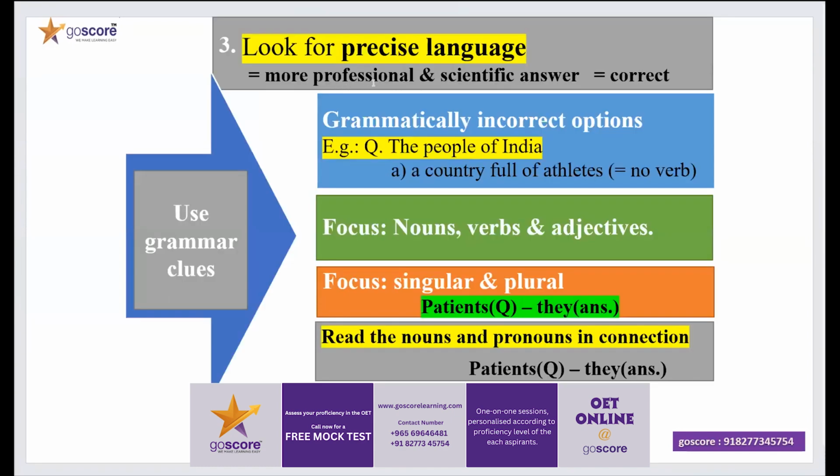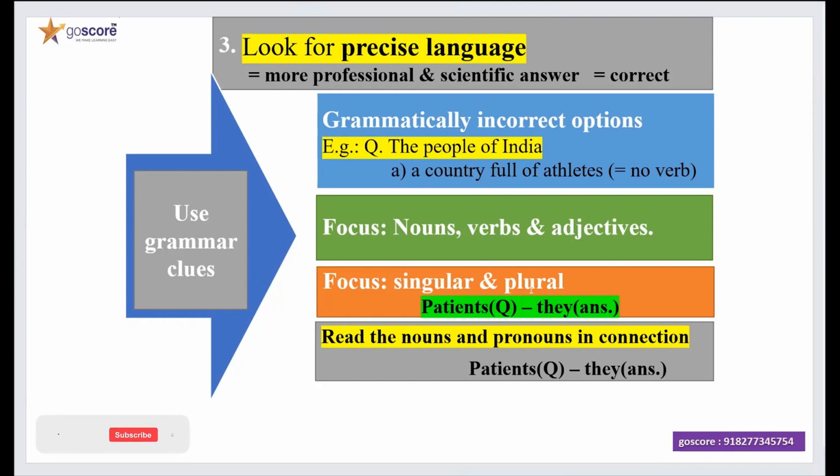Now look for precise language. That means a more professional and scientific answer will be the correct answer. If you have any grammatical mistakes in your answer options, then that answer will not be the correct answer. Okay. For example, check for nouns, verbs, and adjectives. Singular and plural. For example, if they have given patients in the question, then in the answer option, they need to mention they, right? They can't mention he or she.